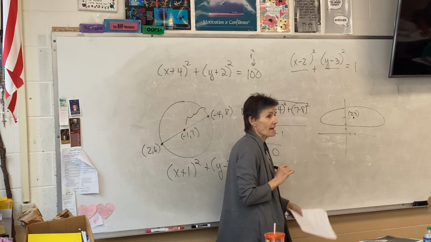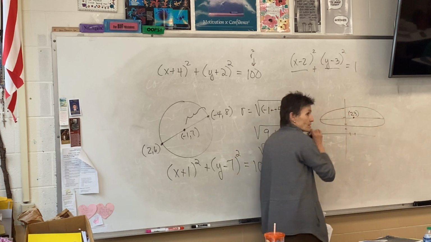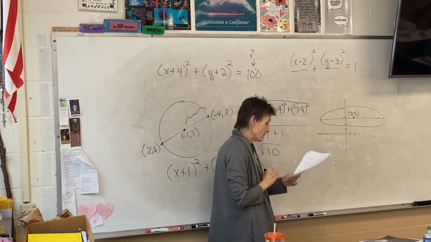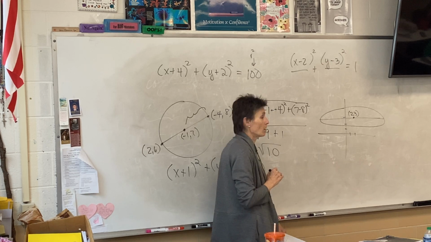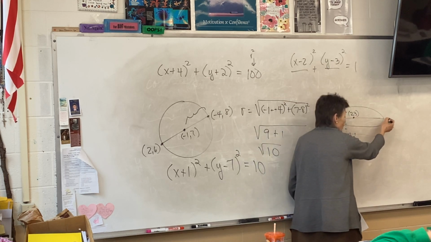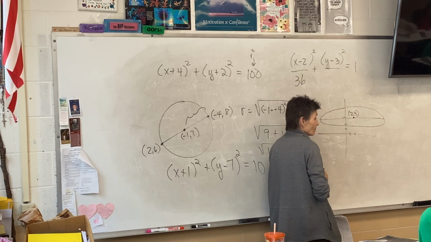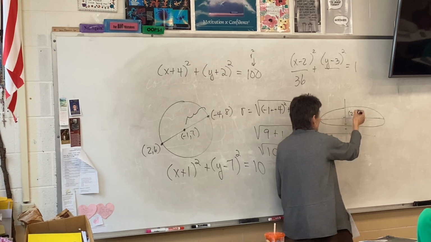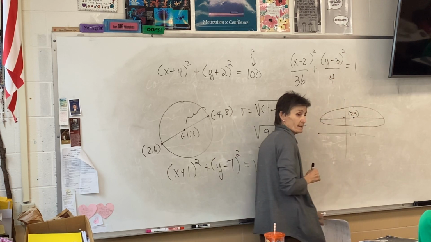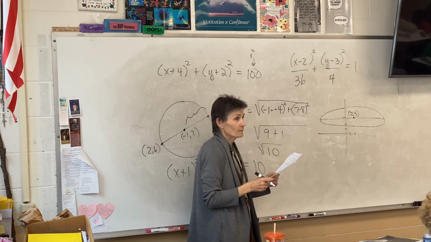That means that it looks like that. So this would be the major axis, right? And they tell me that it is 12 long. Well, if that's 12, then I'm going back and forth 6, which means under x is a 36. And the minor is 4, which means I'm going up and down 2, which means under y is a 4. Right? Easy enough?